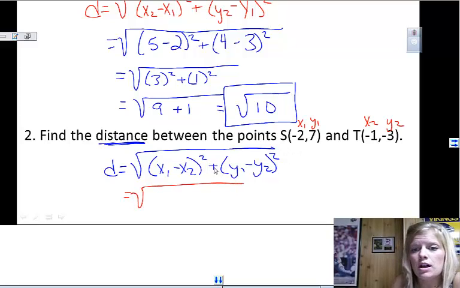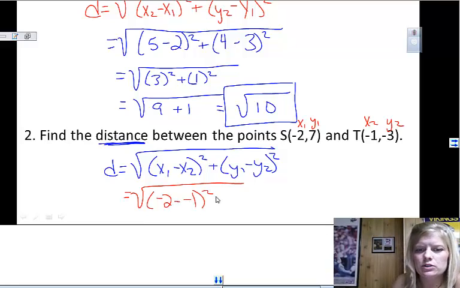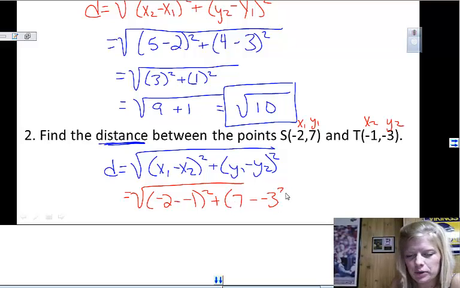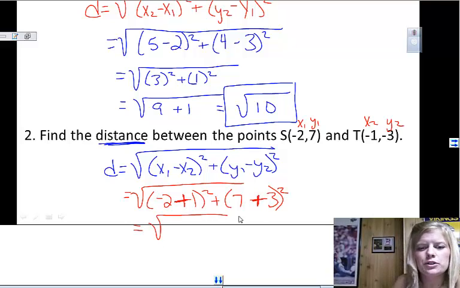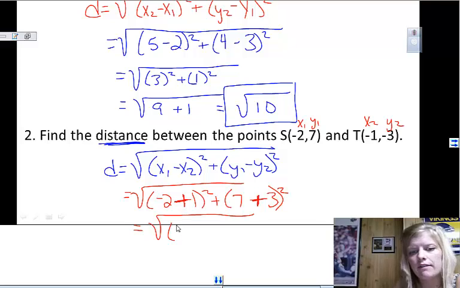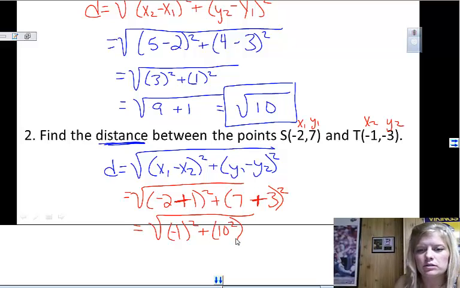The radical of -2 minus a -1 squared plus 7 minus a -3 squared. Did we get those all in? We had a lot of negatives in there. Alright, here we go. 2 negatives make a positive. Go ahead and switch those. Now let's reduce. So I have -1 squared plus 10 squared. Is that right?